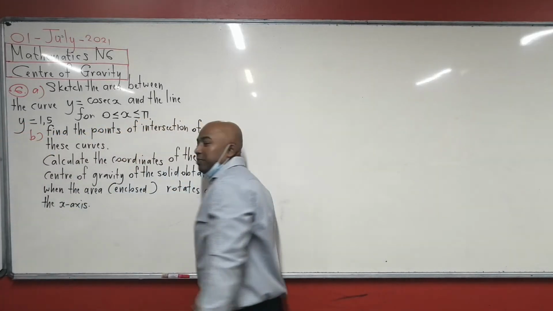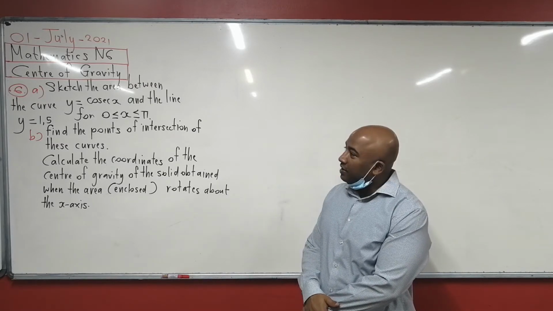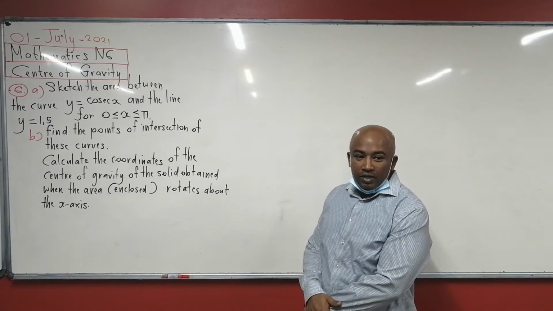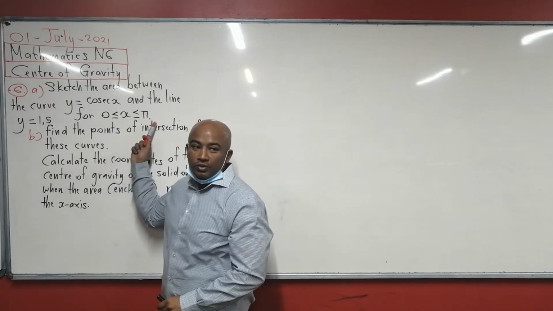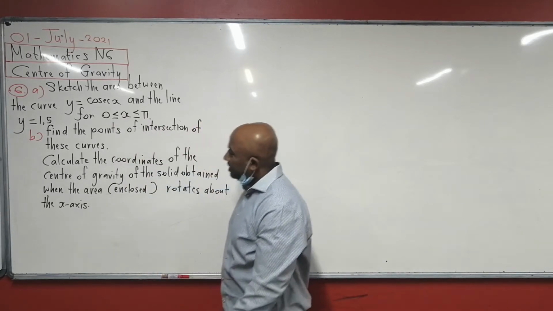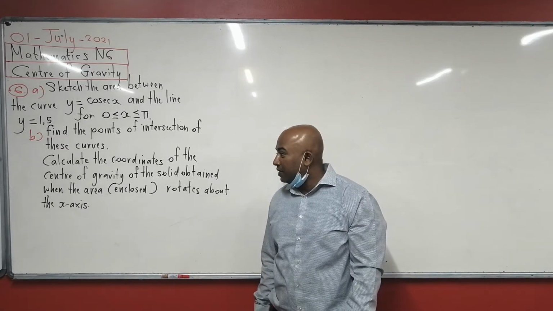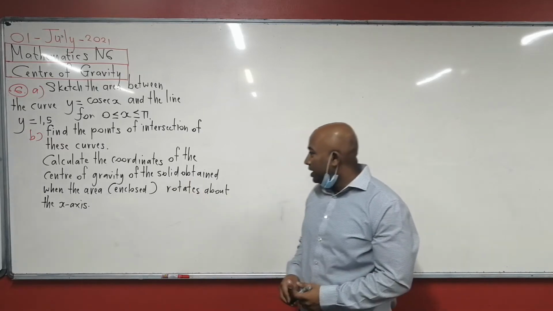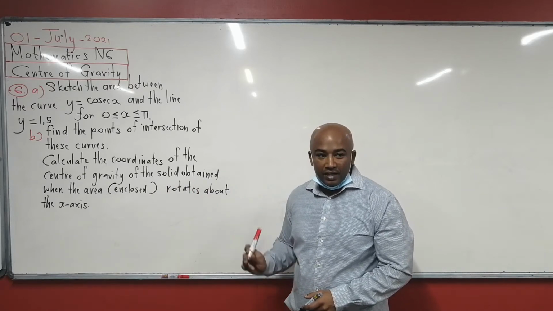Right, our next example. Sketch the area between the curve y is equal to cosec x and the line y is equal to 1.5 from 0 to pi, or from 0 degrees to 180 degrees. Same thing. Then find the points of intersection and then calculate the coordinates of the center of gravity of the solid obtained when the enclosed area rotates about the x-axis.